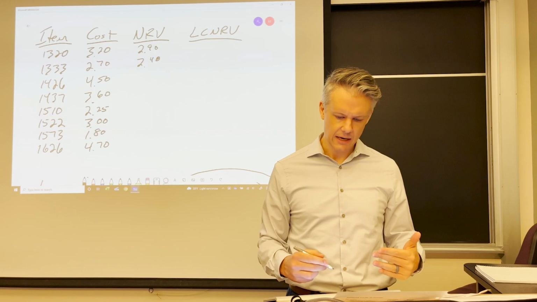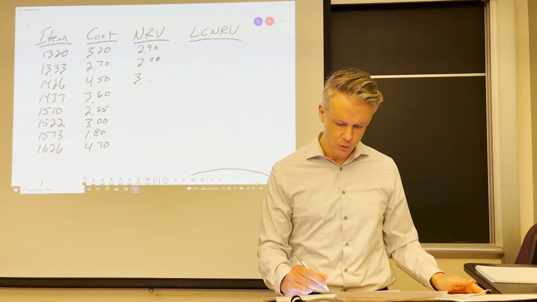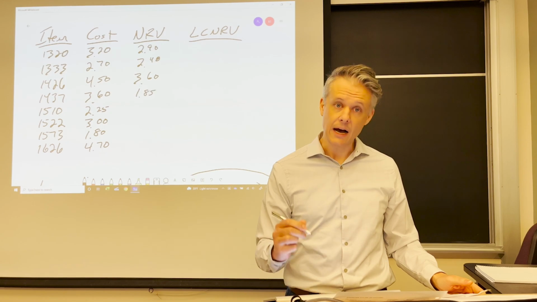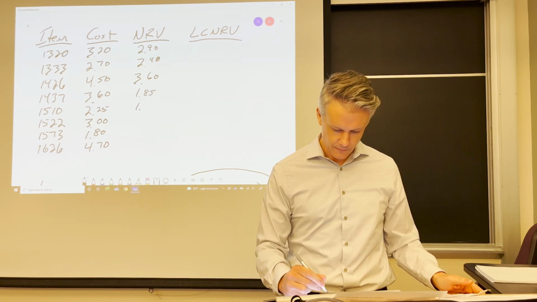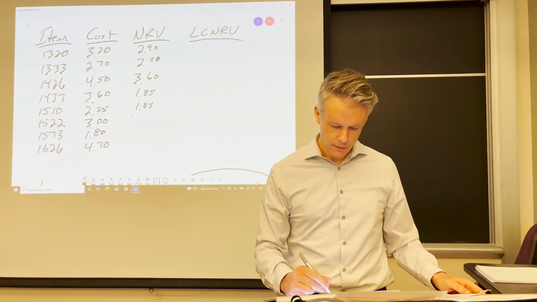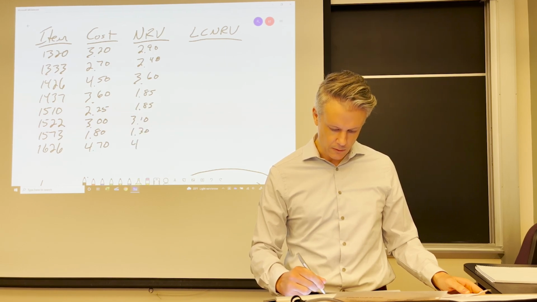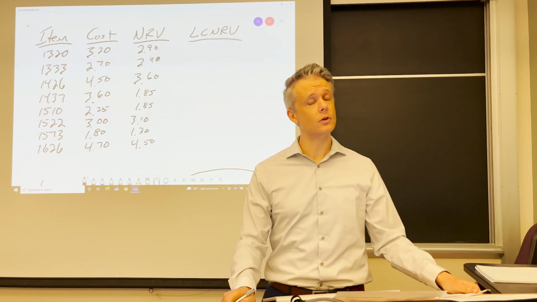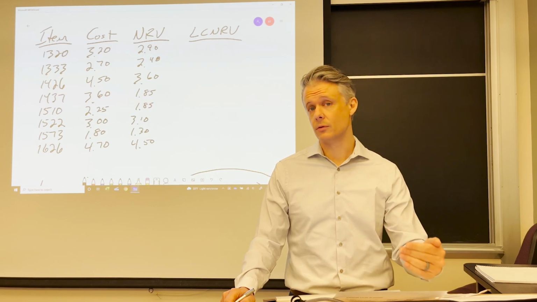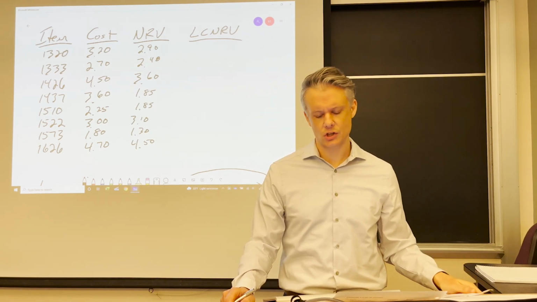I'm going to go through these next 6 and just put the net realizable value for them. For item 1426, it's $3.60, $1.85 for the next one. For item 1522, the net realizable value is $3.10, and so on. So now we've determined our net realizable value. We'll compare this to cost. Whichever is lower is going to be the value that we're going to take and apply to the balance sheet.